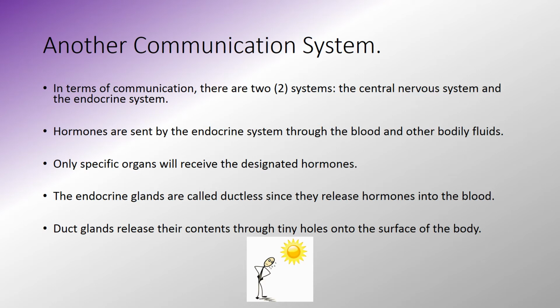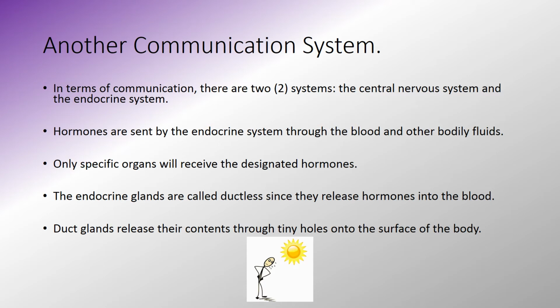So in terms of communication, there are two systems, the central nervous system, which we've already talked about, and today we're going to talk about the endocrine system. Now, hormones are sent by the endocrine system through the blood and other bodily fluids, and they're only sent to specific organs, which will then receive these designated hormones. So it could be sent to your liver, it could be sent to your stomach, it could be sent to different parts of your body.